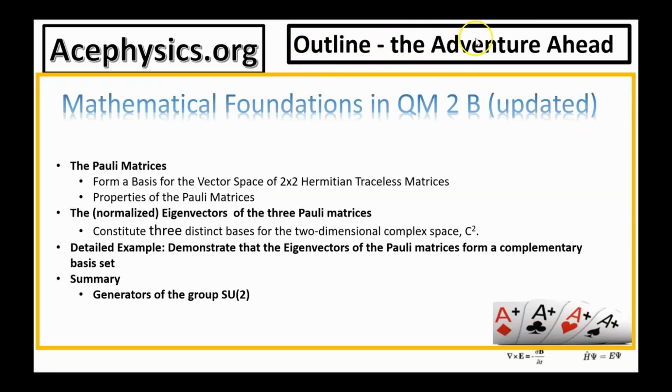And here's an outline of the adventure ahead. It's going to be an exciting one. I'll introduce the Pauli Matrices. I'll then explain that the Pauli matrices form a basis for the vector space of 2 by 2 Hermitian traceless matrices. Next, I'll list the properties of the Pauli matrices. Then I'll move on to introducing the normalized eigenvectors of the three Pauli matrices. And then finally, there will be a detailed example where I demonstrate that the eigenvectors of the Pauli matrices form a complementary basis set. This is the mathematics of the uncertainty principle.